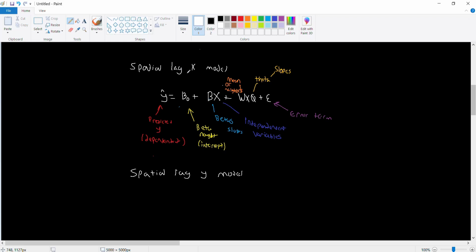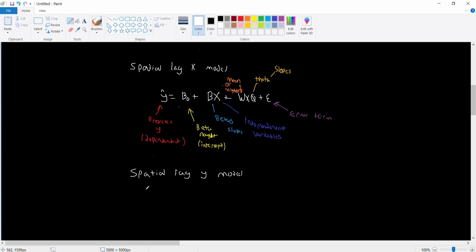And so to quickly recap, the spatial lag y model is built on the premise that the dependent variable of my neighboring regions is going to have an impact on my dependent variable. So in this case, the y is playing double duty, right? We're predicting my y, but we're doing that based on information provided by my neighbor's y. So hopefully that makes sense. And so the equation again is going to look pretty similar.